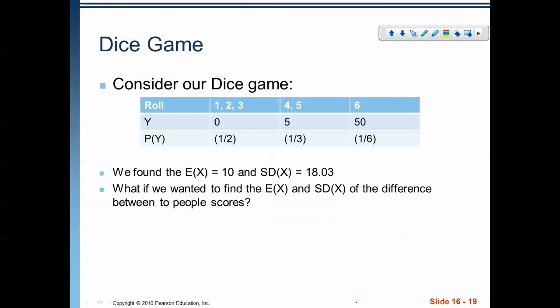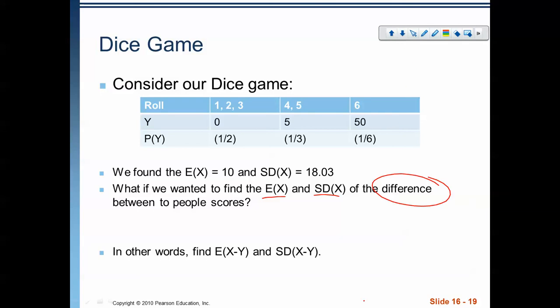What if we wanted to find the expected value and standard deviation of the difference this time between two people's scores? In other words, find E of X minus Y and standard deviation of X minus Y. So, E of X minus Y, from our rule, when we have two random variables, to find what their difference would be, I simply take the two averages and I subtract them. In this case, that's 10 minus 10 equals 0. Average score will be 0.